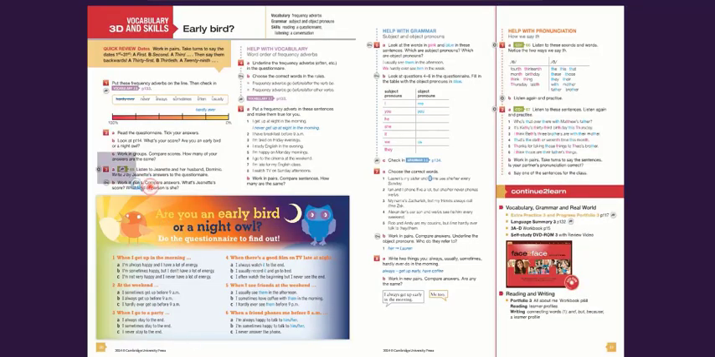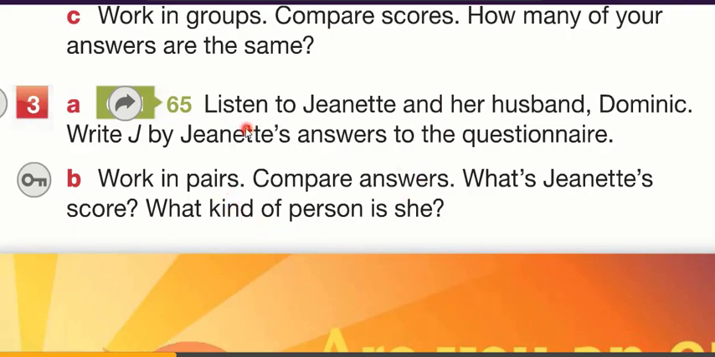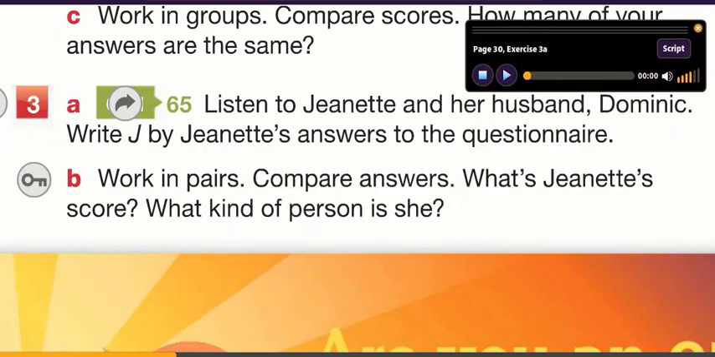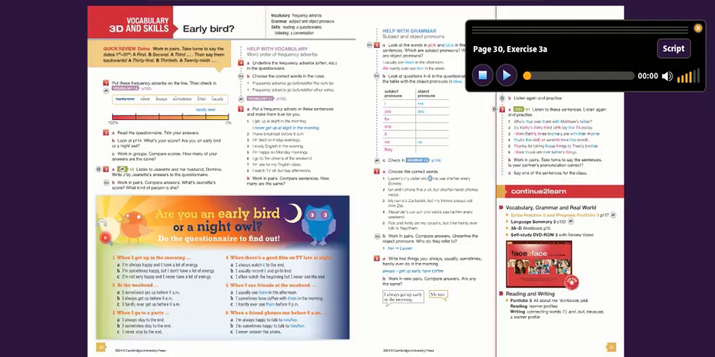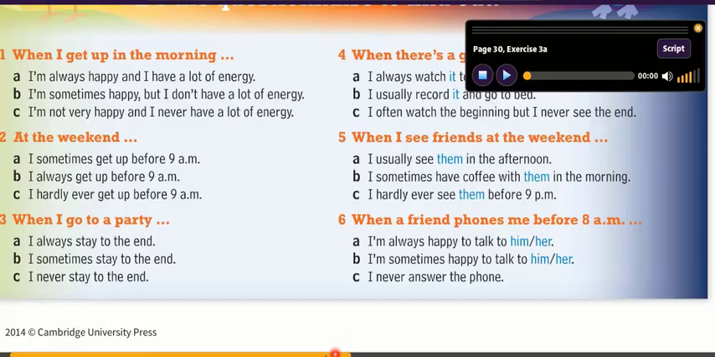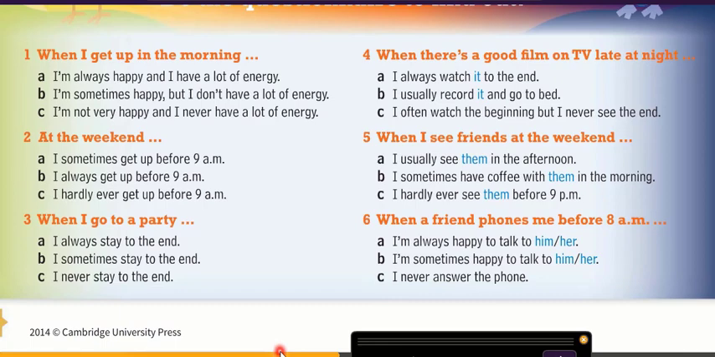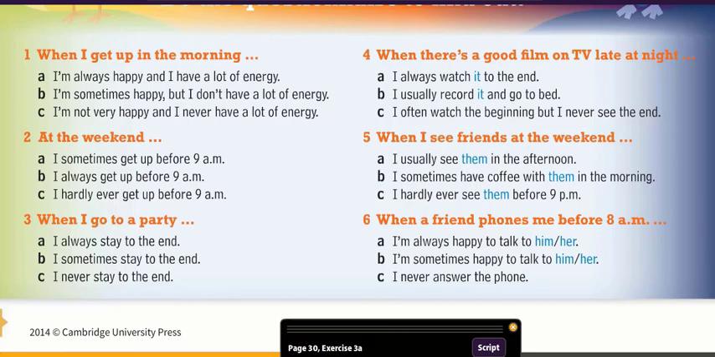Okay, so what we will do now, we will listen to Janet and her husband Dominic. Write J by Janet's answer to the questionnaire. So let's put it here. Track 65. Make this on the screen. Okay, so you will listen and tick Janet's answer. Okay, let's listen. Track 65.